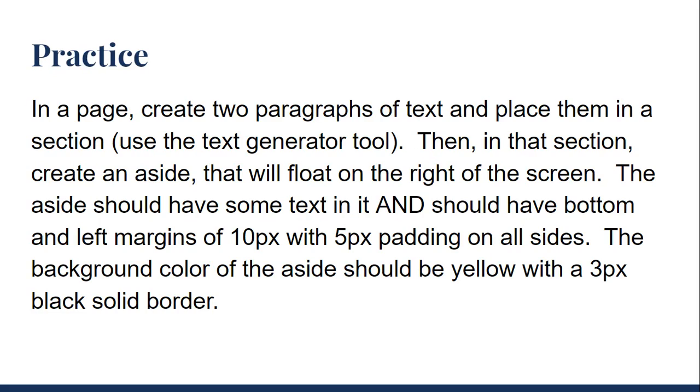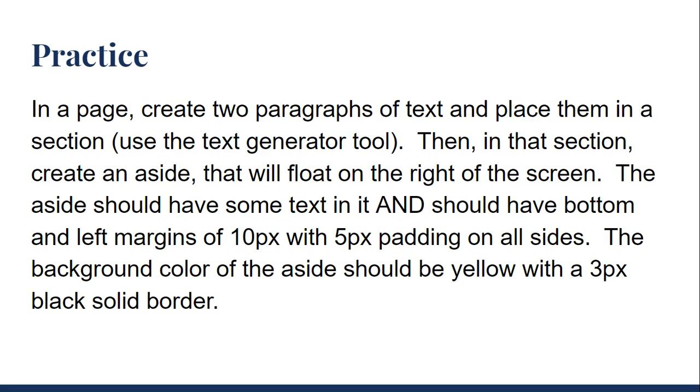So now it's time for you to practice. Create 2 paragraphs of text. You can either make them up or use an online text generator tool, put them in a section. Then in that section, create an aside that will float to the right of the screen. The aside should have some text and should have bottom and left margins of 10 pixels with 5 pixels of padding on all sides. The background color of this aside should be yellow with a 3-pixel black solid border. Take a second, give that a shot, and then come back.